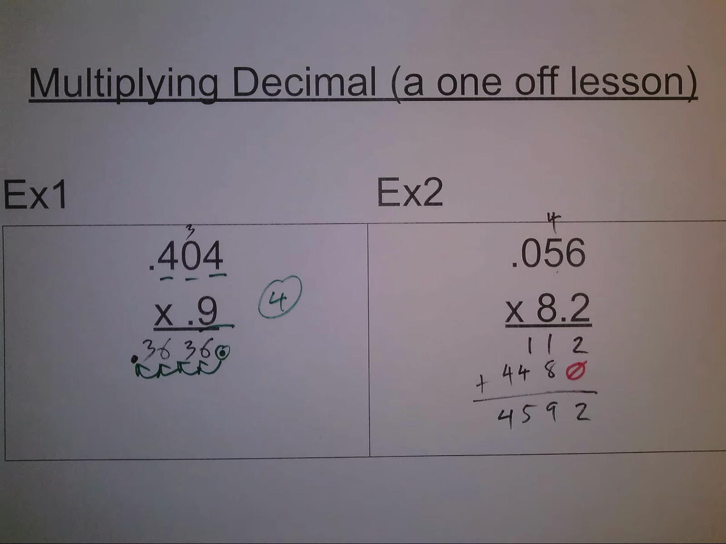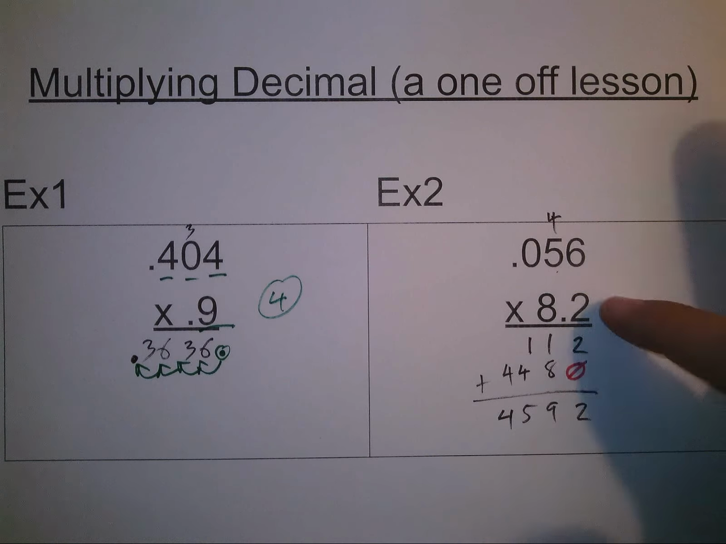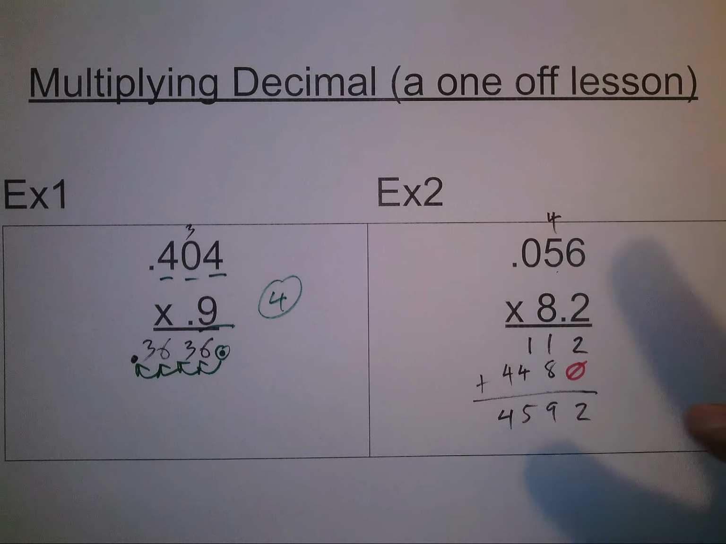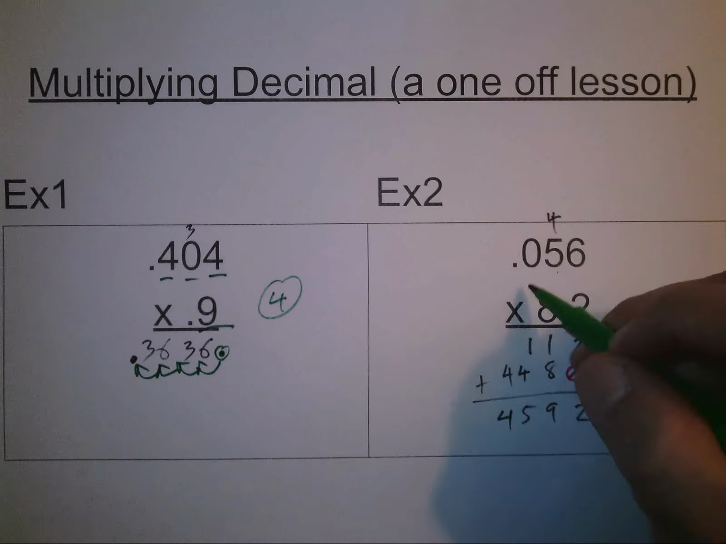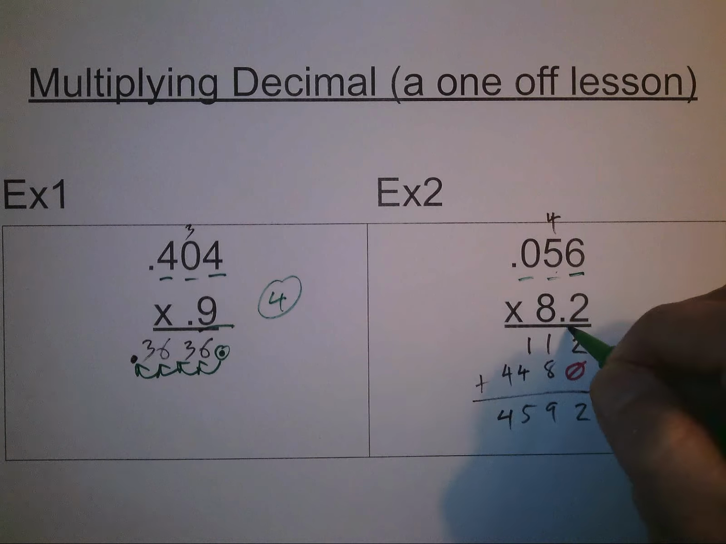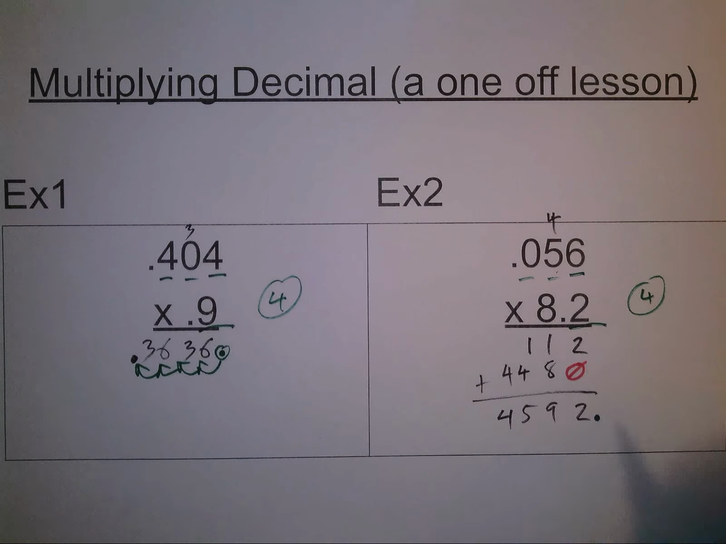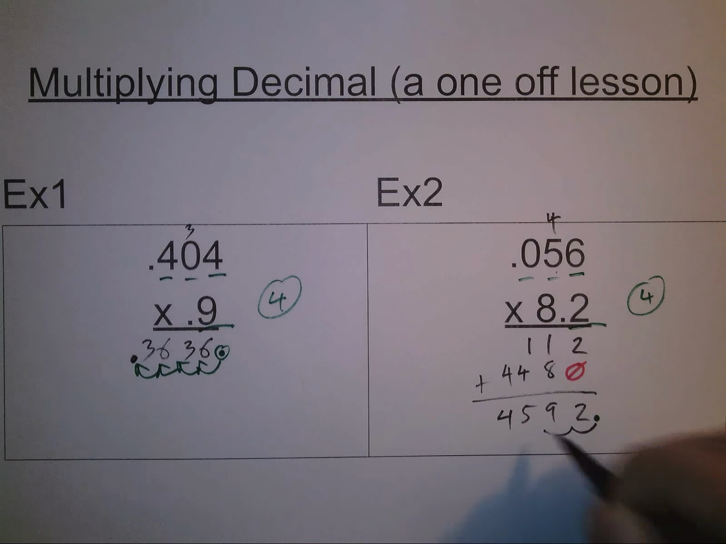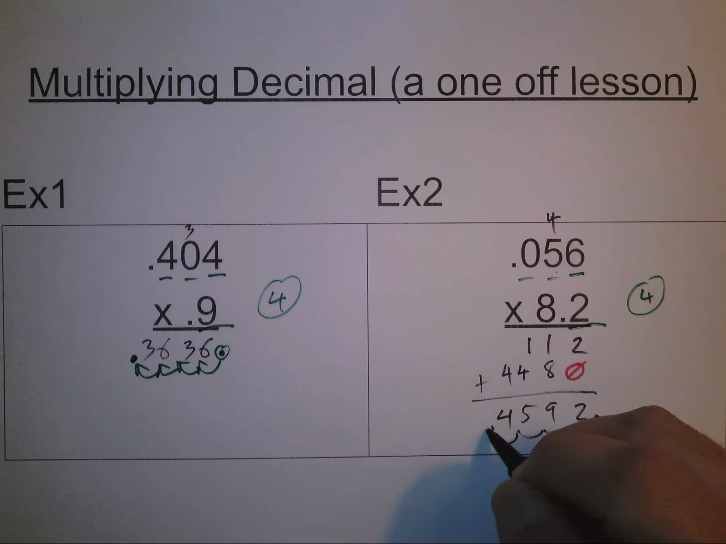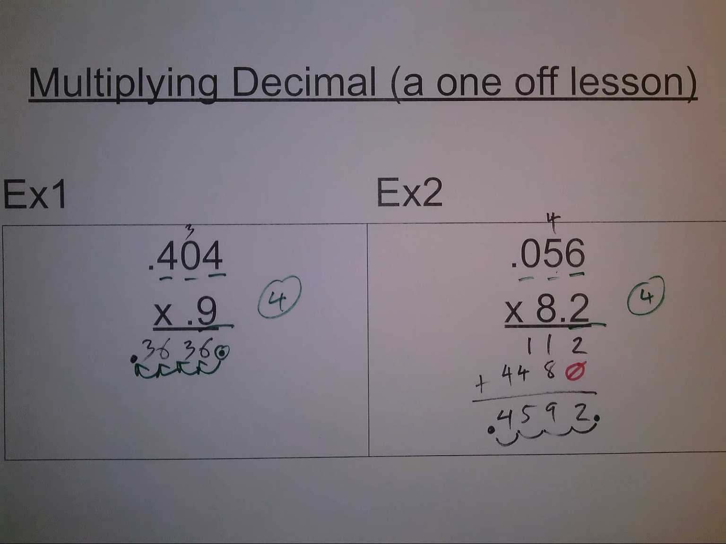So what I've just done is multiply 56 times 82 to get 4,592. But that's not what we were doing. We were multiplying 0.056 times 8.2, which means we had 1, 2, 3, 4 numbers again after the decimal. So instead of the decimal appearing there behind the 2, it's going to move 1, 2, 3, 4 places, so that our real final answer would have been 0.4592.